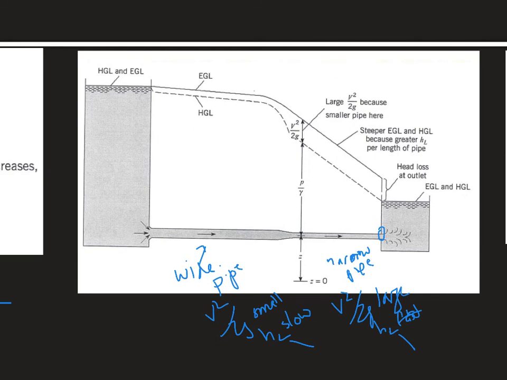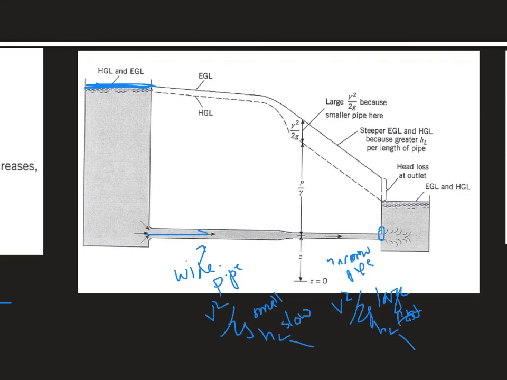As the pipes change from one to the other, I'm not going to worry about that right now. Just ignore that. Usually there'll be a table with some special constants that you would look up to help you figure out how much loss you have there, and we'll deal with that when we get there. All right, so we're going to start here, and HGL and EGL start here, and then I'm moving along the pipe from left to right.